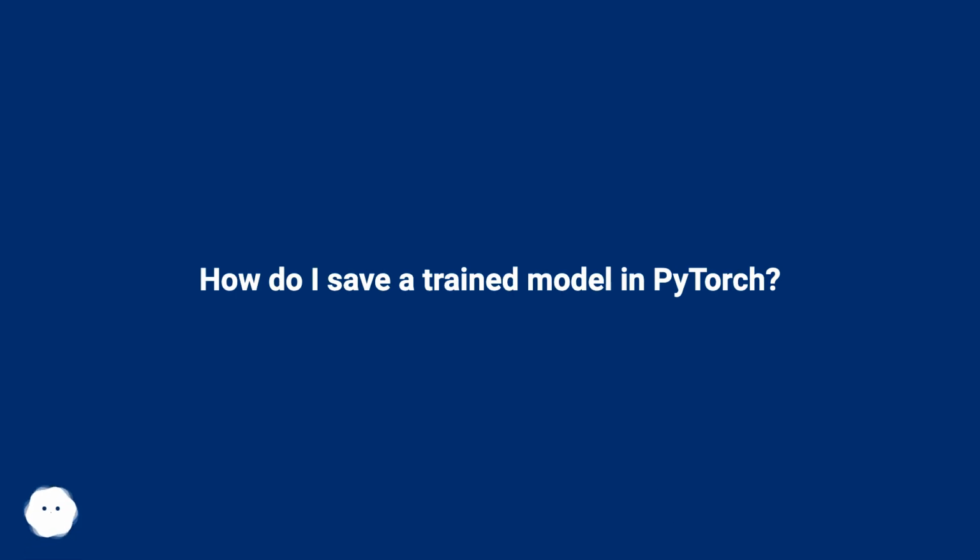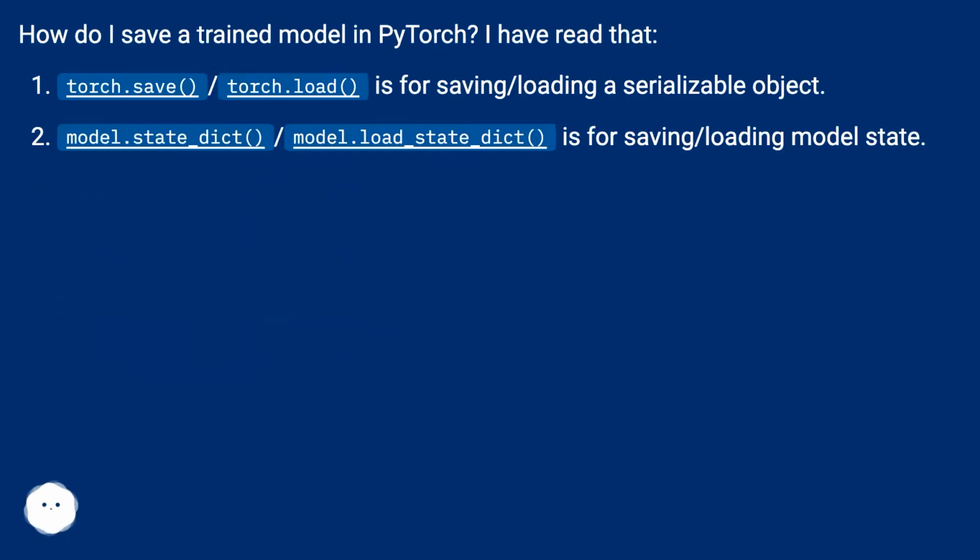How do I save a trained model in PyTorch? I have read that torch.save/torch.load is for loading a serializable object. model.state_dict/model.load_state_dict is for loading model state.